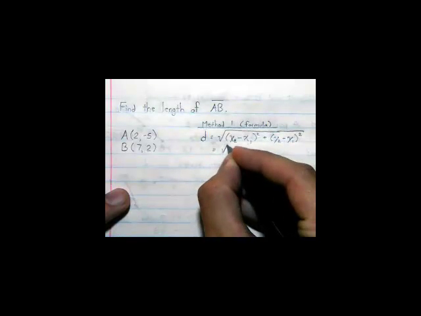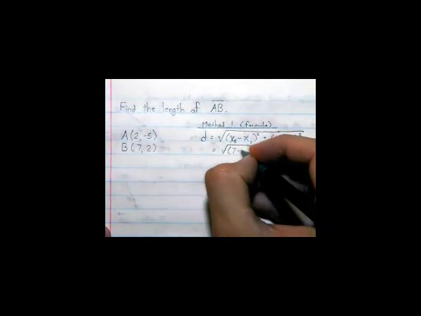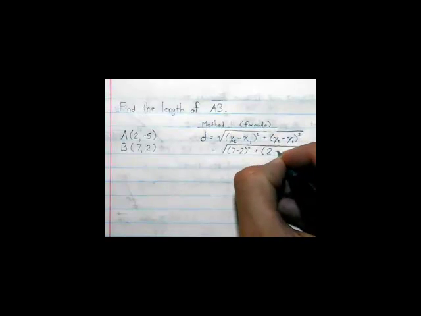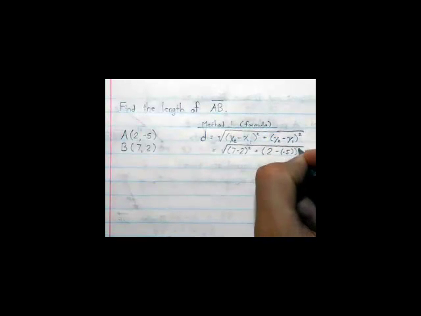So that's going to be the square root of x2 minus x1. Well, find the two x's. x2 usually refers to the second x, so that would be this one. And x1 is the first x, that would be this one. So 7 minus 2 is what we're going to have right here, so parentheses, 7 minus 2 squared. And then we've got to subtract our y. So y2 minus y1. y2 is 2, y1 is negative 5. So 2 minus negative 5, and that's going to be squared eventually.